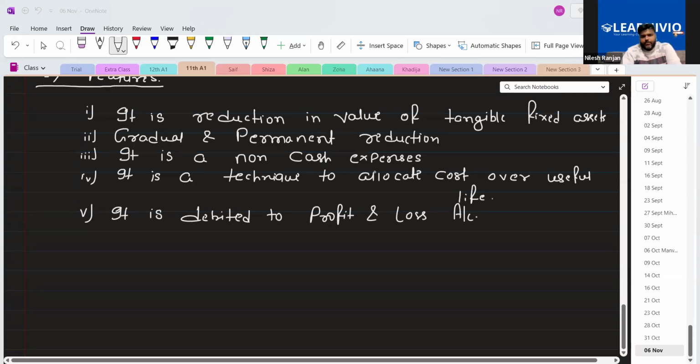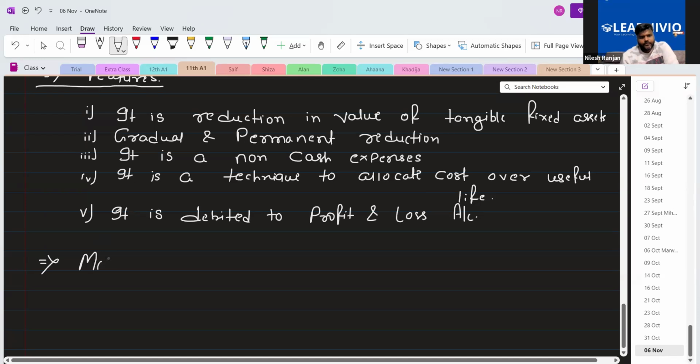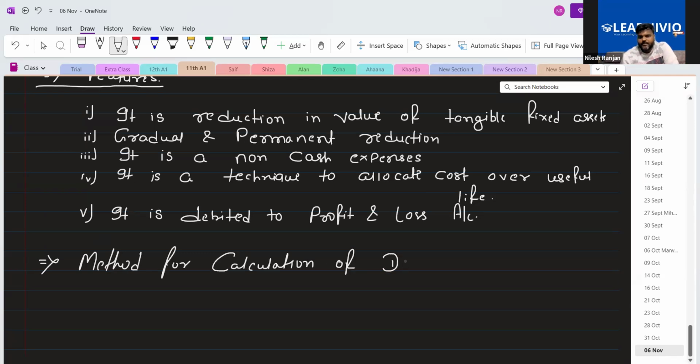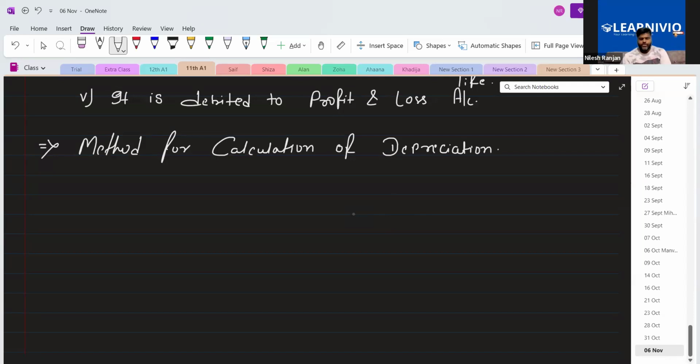Okay, so now the method for calculation of depreciation. Method for calculation of depreciation means how we will calculate depreciation. So how it will be calculated? There are two methods. First one is called the straight line method, and this is the most commonly used.